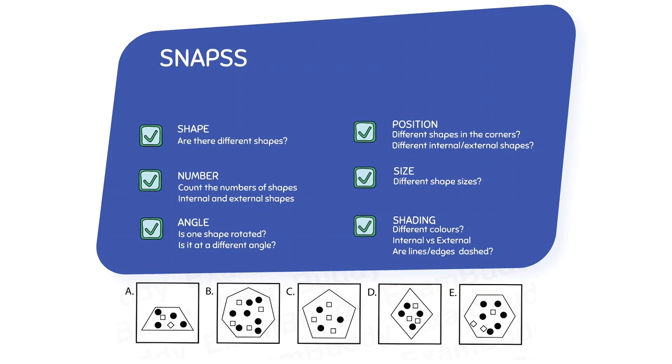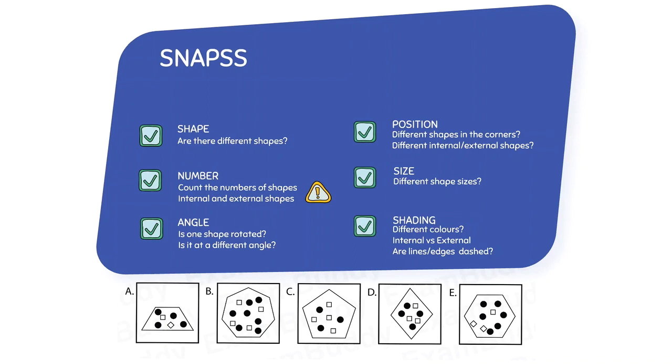Now let's look at number. In A, we see 4 black circles. In B, we see 7 black circles. C, there are 3. D, there are 4. And E, there are 6. So there could be a pattern here. Let's keep this in mind. We can't see a clear pattern with the white squares. They vary completely between all of the images and there's no clear pattern.